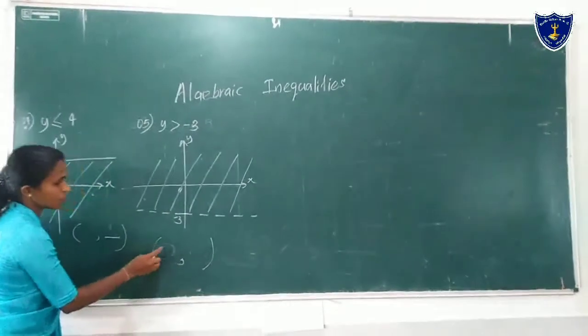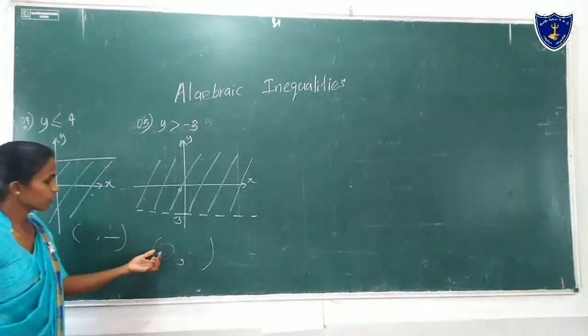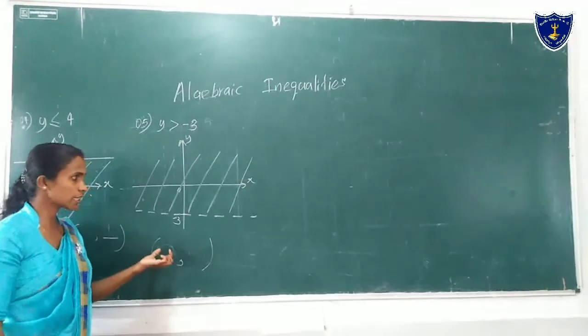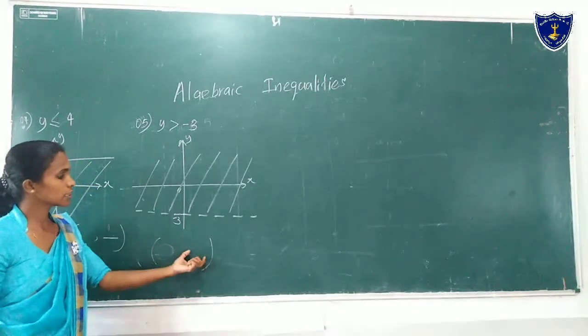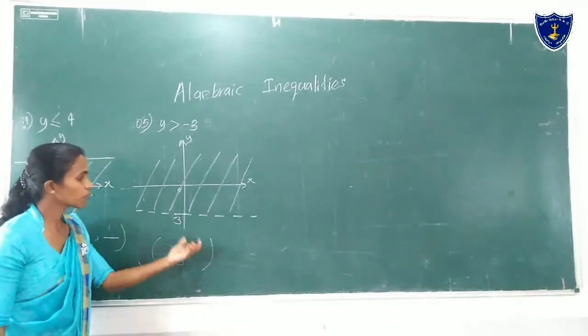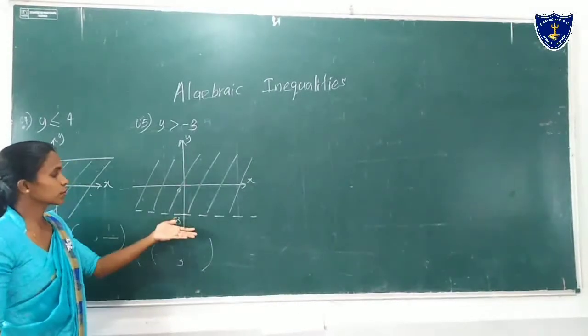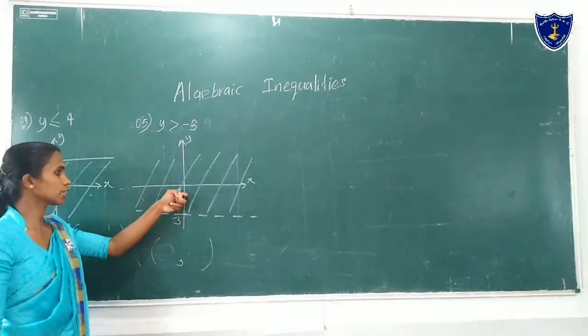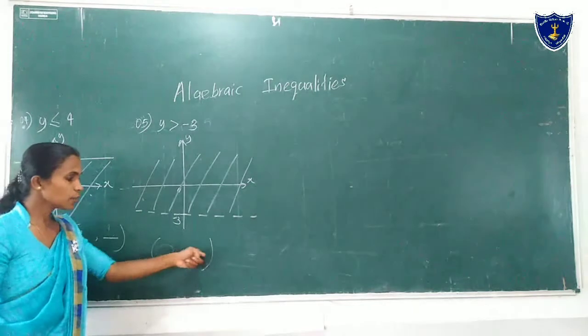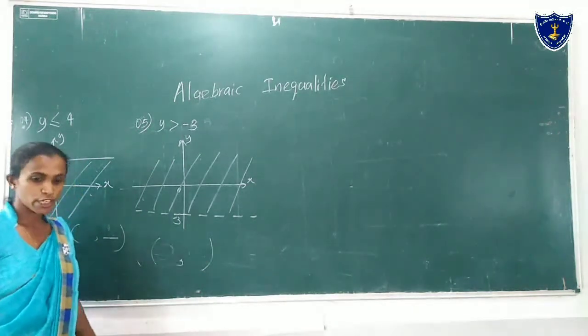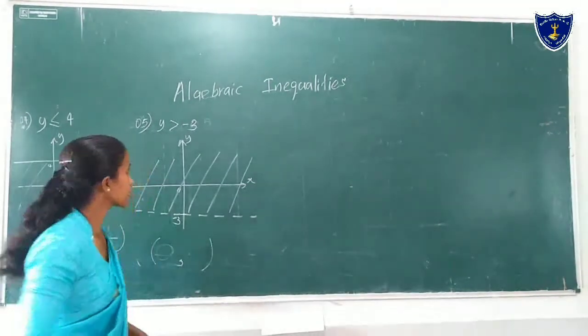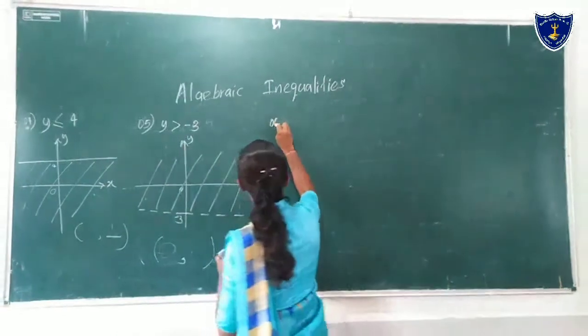The x coordinate may be any value, meaning any negative value, 0, or any positive integer, but the y coordinate should be greater than negative 3. It means you can take negative 2, negative 1, 0, and any positive integer as the y coordinate. Okay, let's see another example. Example number 6.